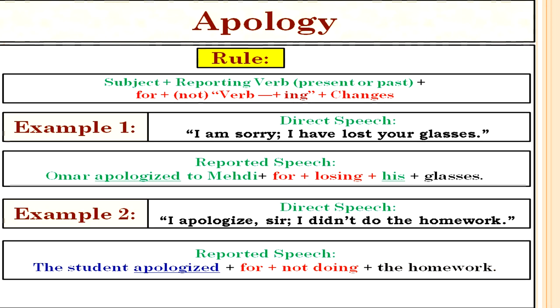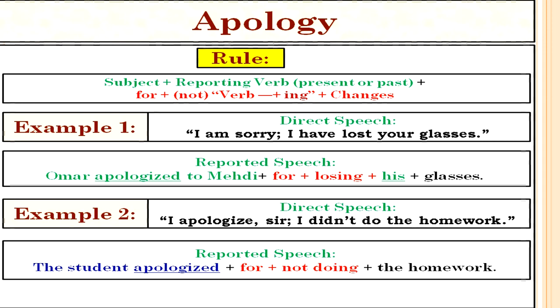In the sentence in direct speech, we have negation in the second part, I didn't do the homework. Concerning the first part, I apologize, sir, we are not going to use it. Why? Because apologize is already used as a reporting verb, and it refers to the student. Okay? So the student apologized. It replaces I apologize, sir.